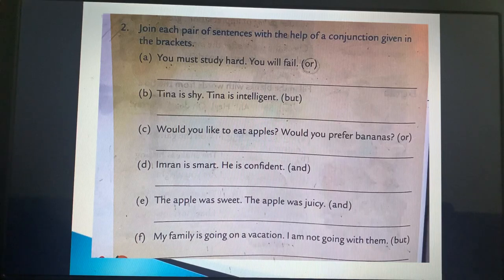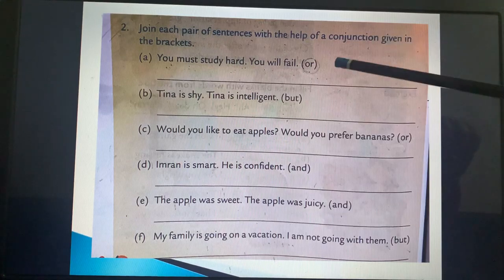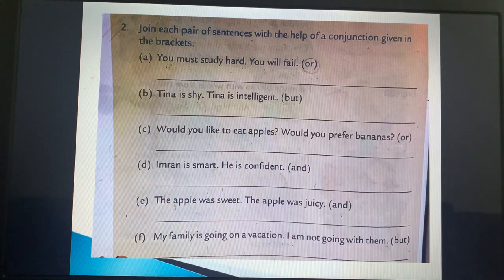First is you must study hard, you will fail. There is a conjunction given over here in the bracket. You have to join it by using this conjunction. So the answer will be you must study hard or you will fail. या तो कठिन परिश्रम कर लो, हार्ड वर्क कर लो, नहीं तो फेल हो जाओगे. Choice is yours.